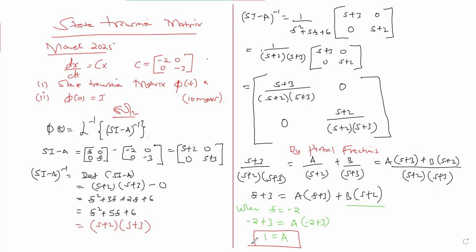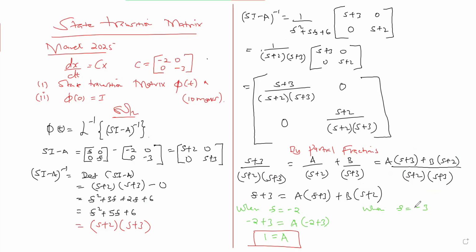Now I'll not change, let me use the same page. Let's not go to the other page. Now, the second part: we want to make a equal 0. So which value of s will we choose so that the part with a equals 0? Negative 3. So we have negative 3.